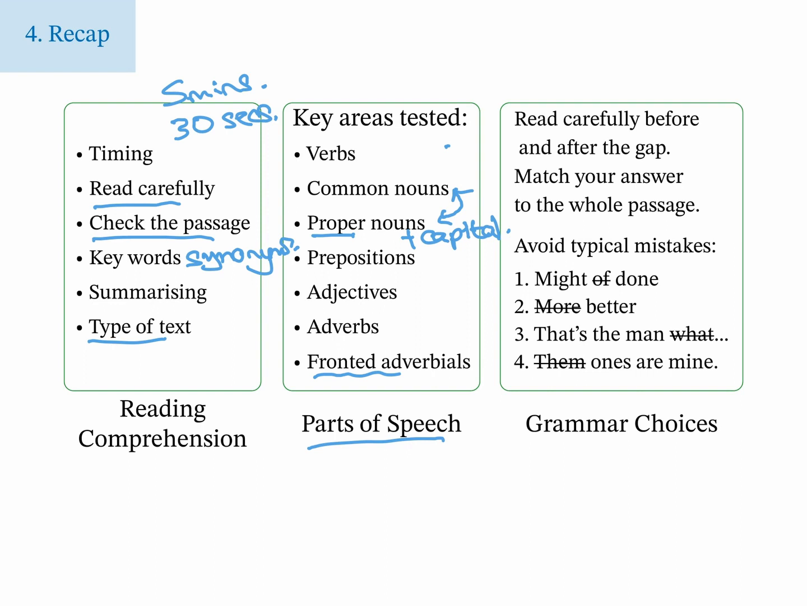So again, we've looked at them here. Instead of might have done, might have done. More better, we delete more. We just need the ER ending. If it's a person, we want this relative pronoun who. And if you have a noun, plural noun, we don't want to choose a pronoun. We want to choose probably a determiner. Those ones are mine.